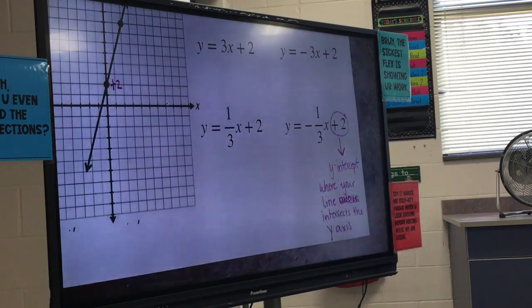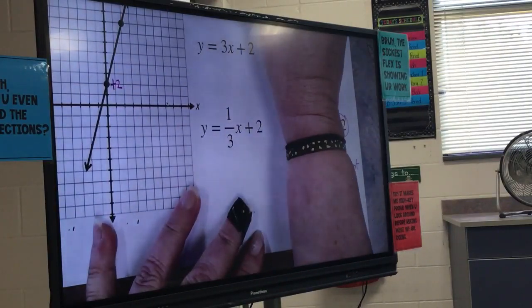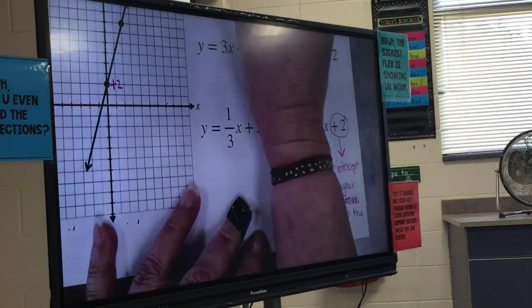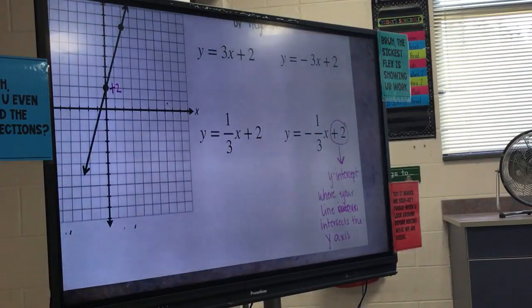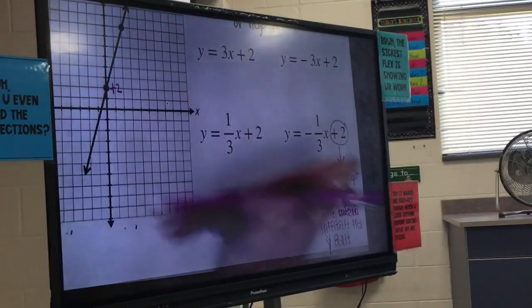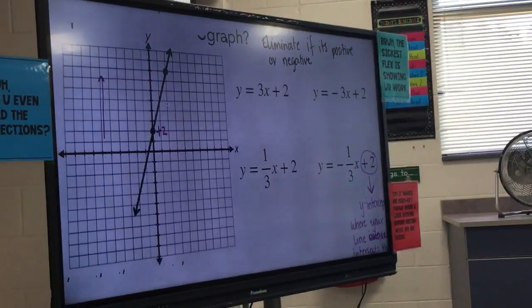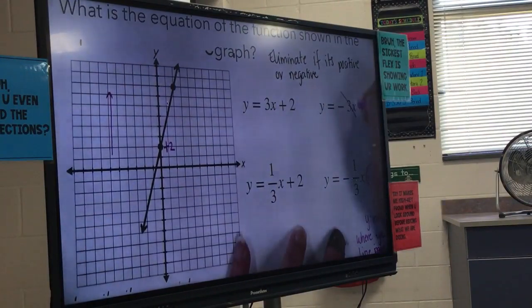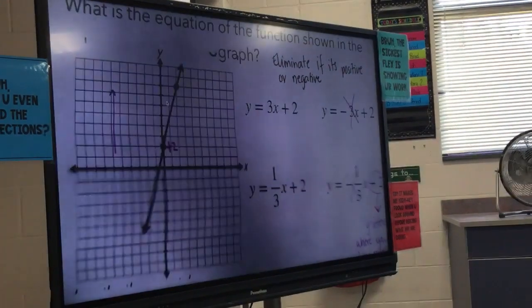So then we have to eliminate if it's positive or negative. All right, so what kind of line is this? Positive. And we know it's positive because why? Yeah, because it's going up. All right, so which 2 can we get rid of since we know? The 2 on the right. So these 2 are gone. And why are they gone? Because they are negative.